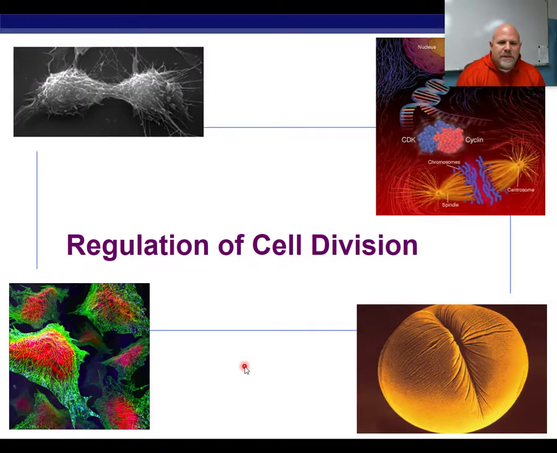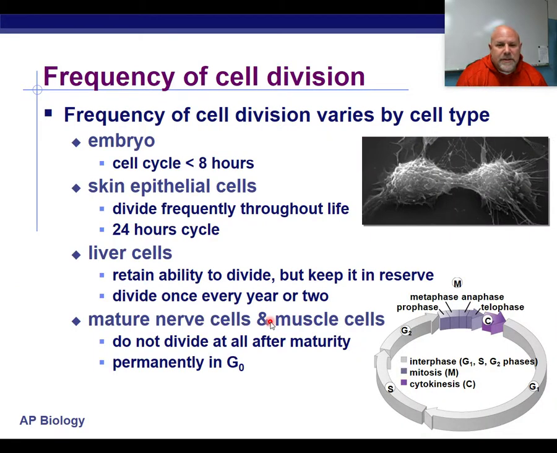Welcome to AP Biology. Today's presentation is going to be on the control of the cell cycle. We have several cells in our body that reproduce at faster rates than others.